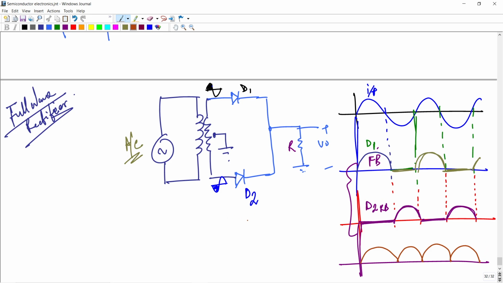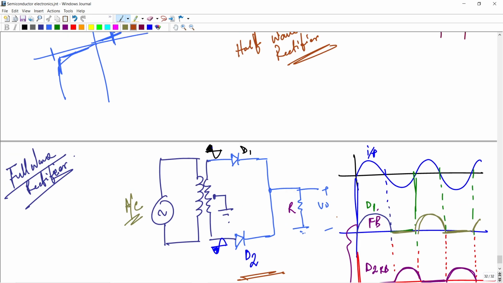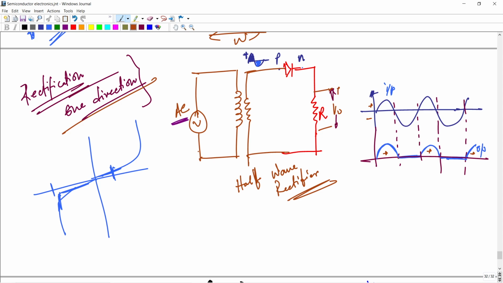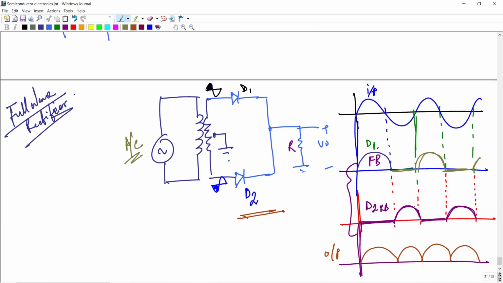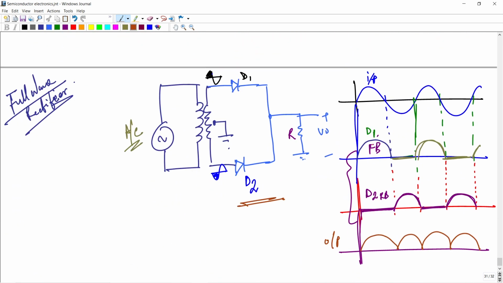The whole output is in positive direction, and here you see that the negative portion is clipped in the half wave rectifier, but in this circuit we get the whole D1 and D2 output in positive direction. So the total output is in one direction. That's called a full wave rectifier. Okay, that's our rectifier circuit.